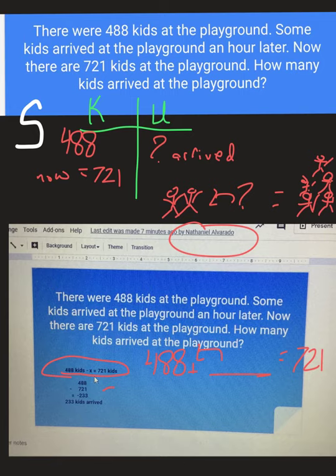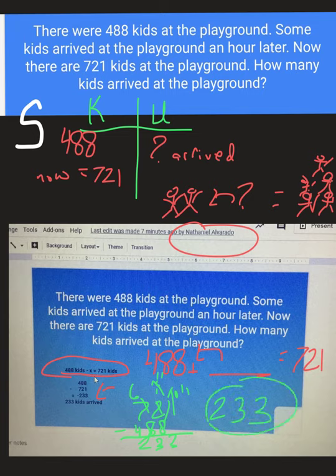Let me go back here just a second. Change up our color, maybe green. Okay, so we have 721, and we're going to subtract 488. And the answer to that is 233. How do I know? Well, I've got to regroup. 11 minus 8 is 3. Got to regroup from the hundreds. I already had one, so 11 minus 8 again is 3. 6 minus 4 is 2. So yes, the correct answer is 233.